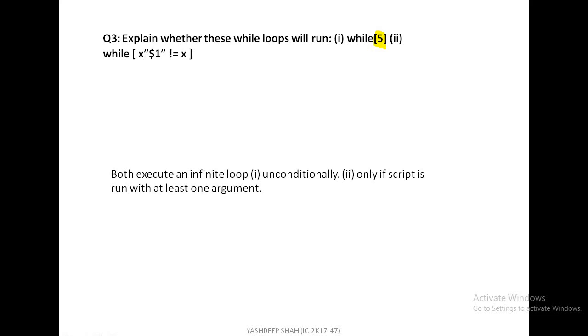And in the second, x is just a variable joined with $1. $1 is the first argument, or the argument that we have passed, is not equal to x, so it will only work when you have no argument. But here you have passed $1, that is, it should have an argument in it, so obviously it also will not stop and will go into an infinite loop.